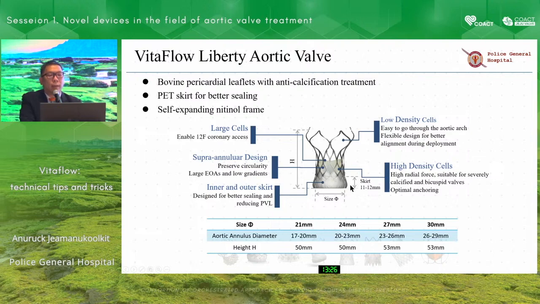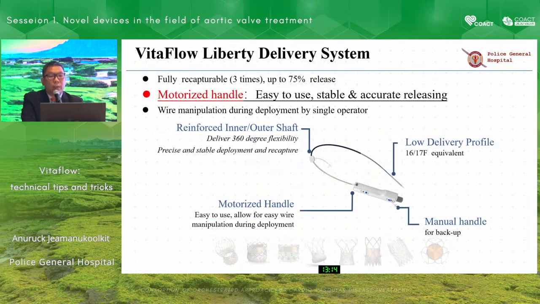So the skirt can be bulky when they put it in the annulus, and it comes with 4 sizes covering an annulus diameter of about 17 to 29. The delivery system has a unique characteristic. It also has a motor, so we can do it with a single operator, because you can control the catheter and control the valve and let the nurse press the motor to release the valve. So that is one benefit of the Vital Flow.